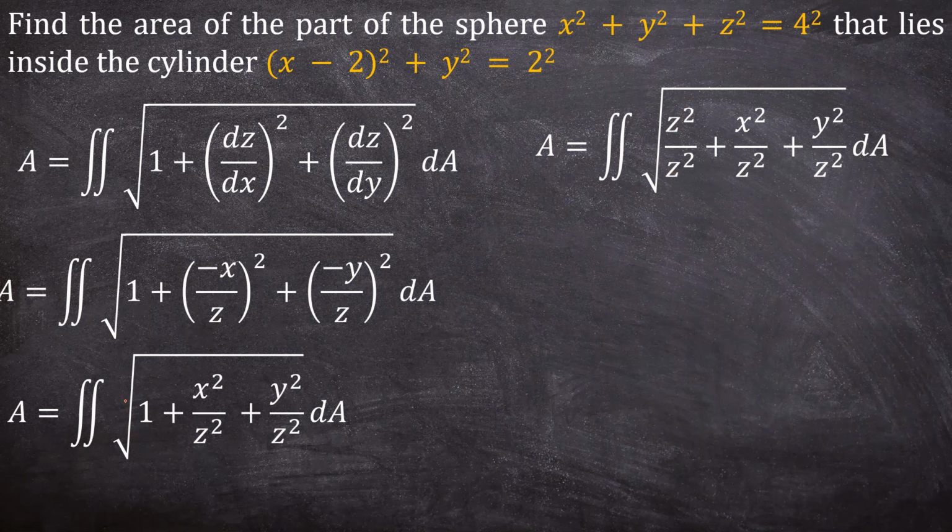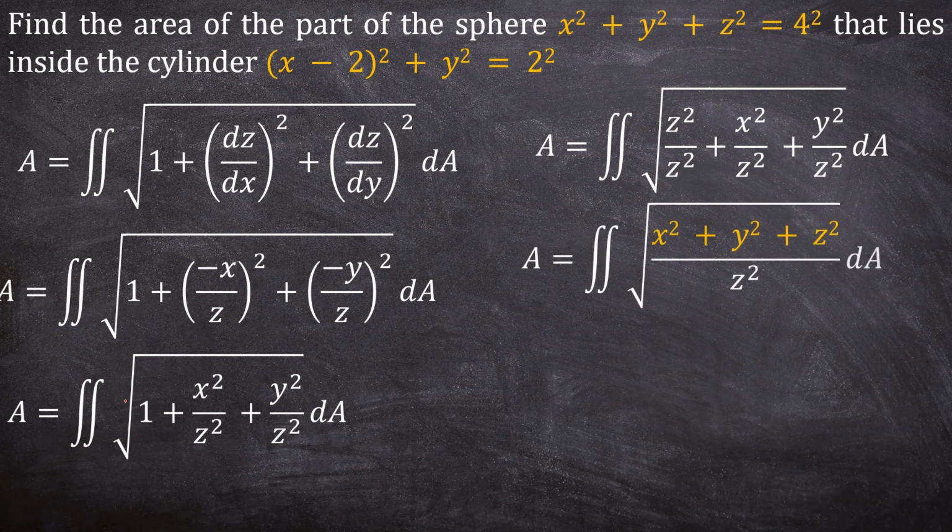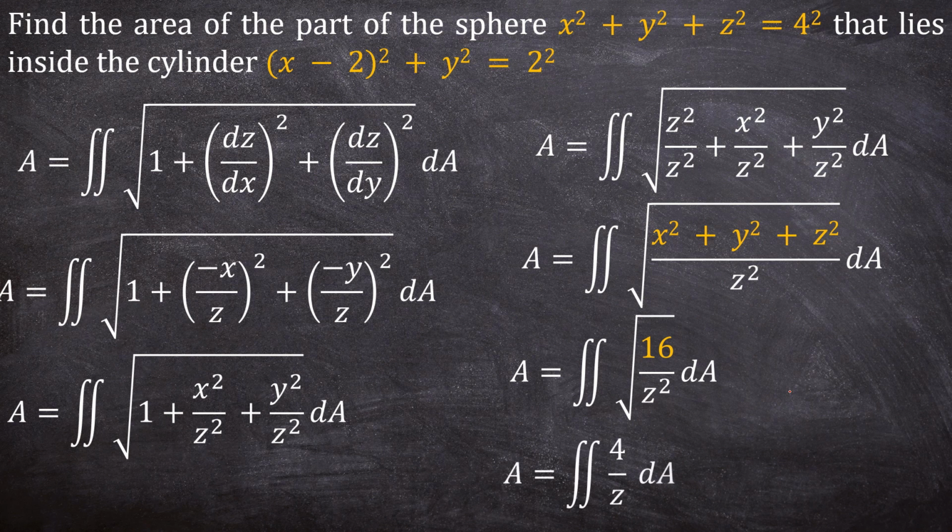Okay, so this is it. Now dividing both sides by z squared, on the numerator we have x squared plus y squared plus z squared. And our question has provided us with this information: x squared plus y squared plus z squared is equal to 4 squared, right? So let's put 16 right there. In multivariable calculus, the square root of 16 is plus or minus 4, and the square root of z squared is plus or minus z. But if you look at our diagram, you can see that the surface that we're looking at is the upper one. So I'm just going to take the positive, right? So it's going to be 4 over z.